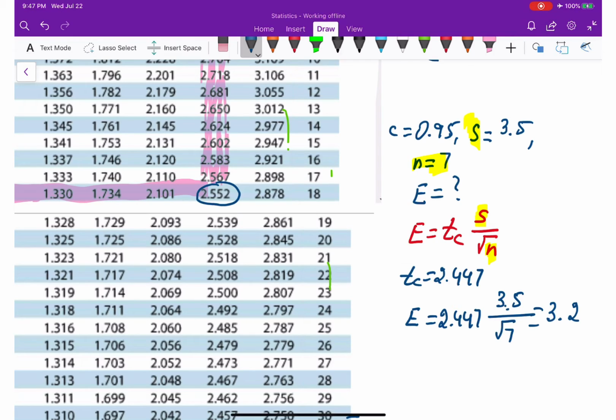Okay, next one. What is given? Let me read you the whole problem.